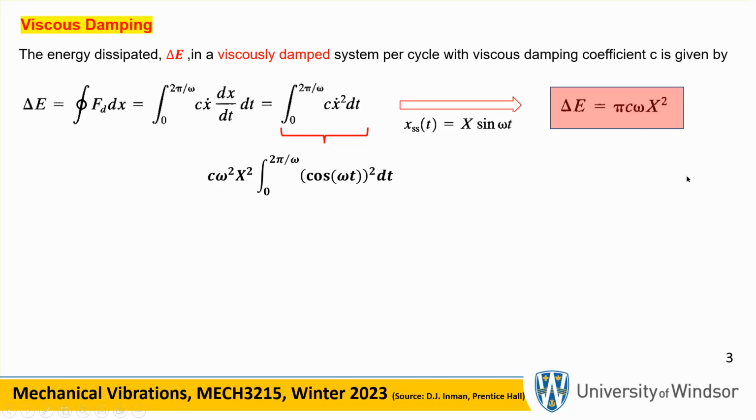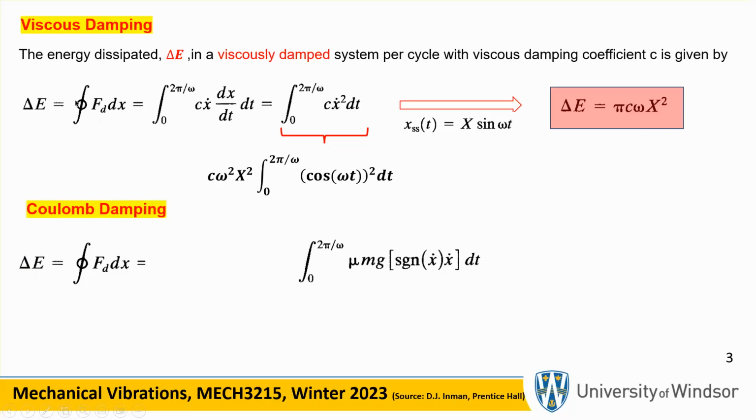Okay, now we want to do the same kind of thing for a Coulomb damping situation. So, first of all, if we are assuming Coulomb, remember Coulomb means that on the surface there's friction between the two surfaces, the block and the ground, and integral over one cycle, just like here.